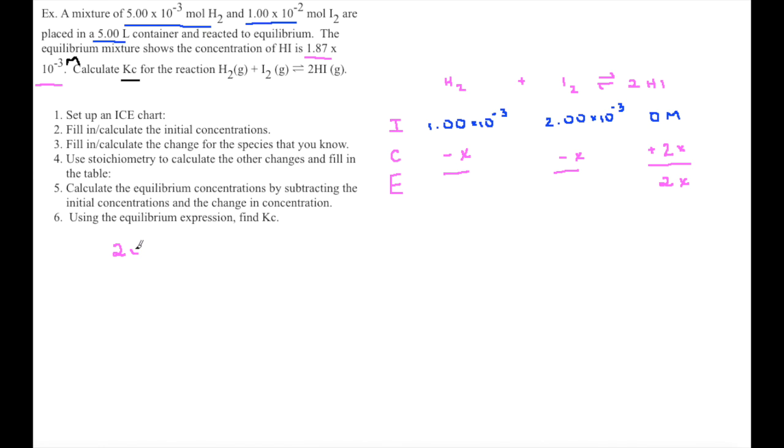I know that 2x equals 1.87 times 10 to the negative third. Therefore, I know that my x must be equal to 9.35 times 10 to the negative fourth molar. And now, since I know my x, I can actually plug in this 9.35 times 10 to the negative fourth in for x.